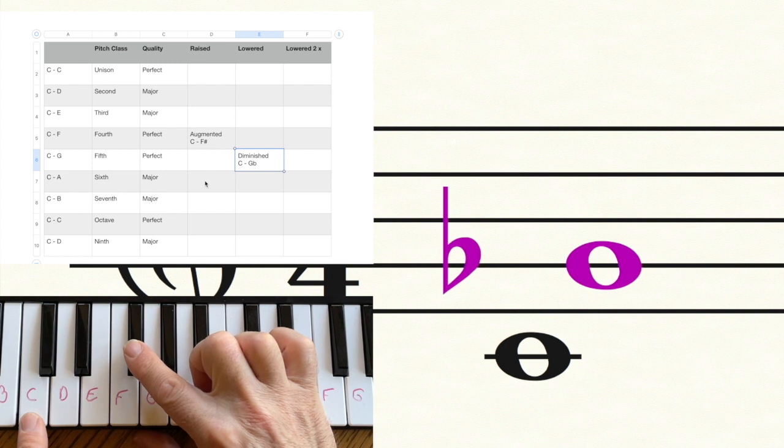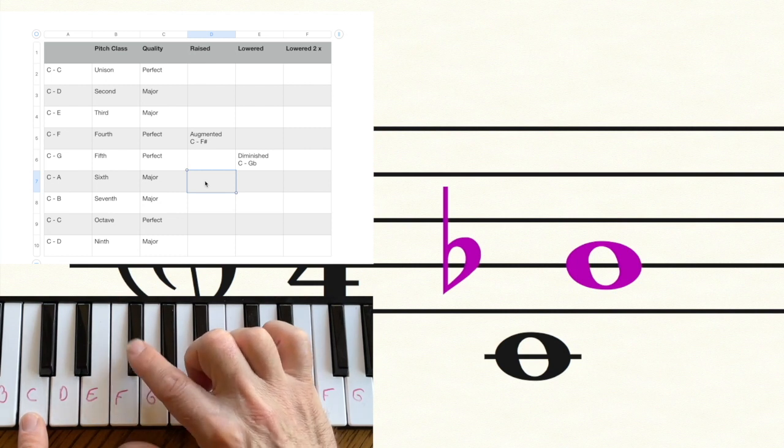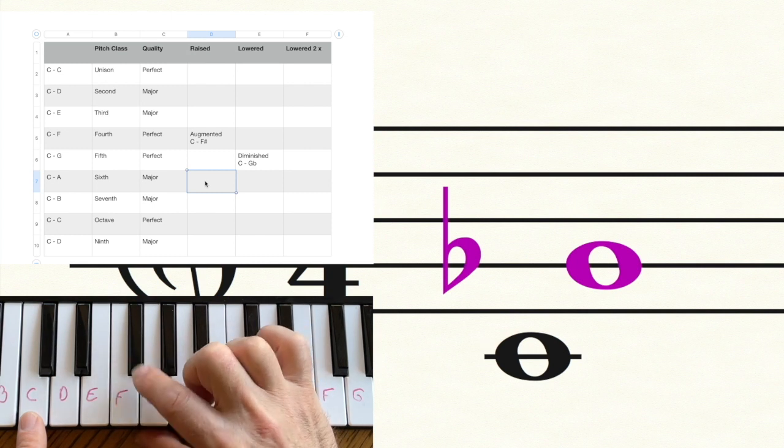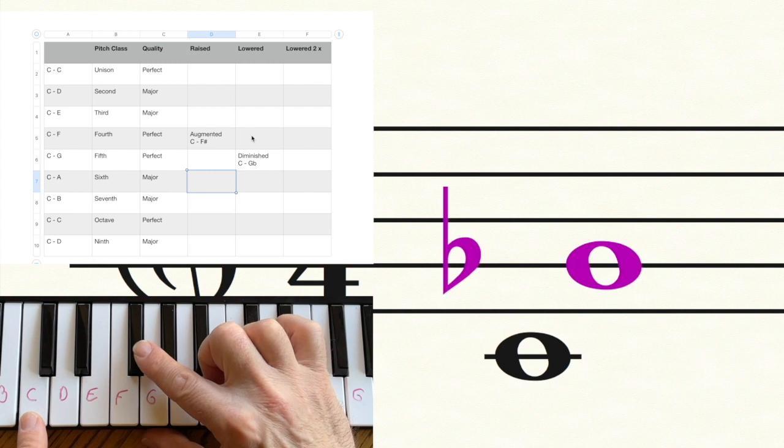Now, F sharp and G flat, they're the same note on the piano, the same key, or same fret on your guitar. They have the same sound. We're just naming it differently. It's two names for the same note. The vocabulary word for that is enharmonic. So F sharp, G flat, they're enharmonic spellings for the same note.